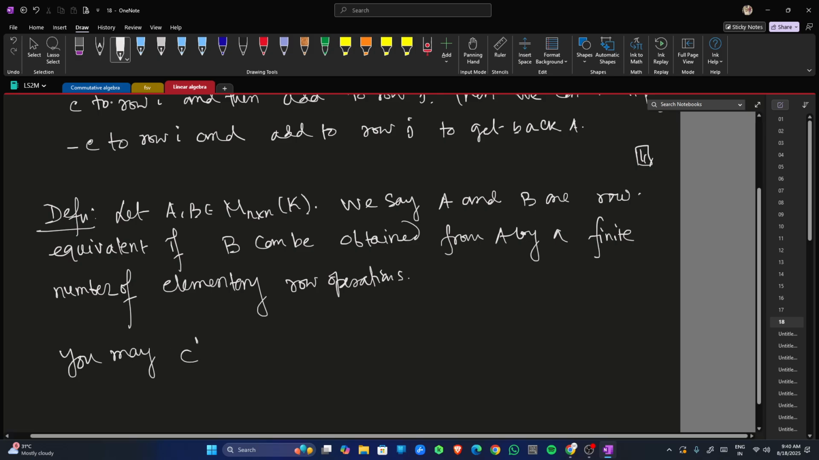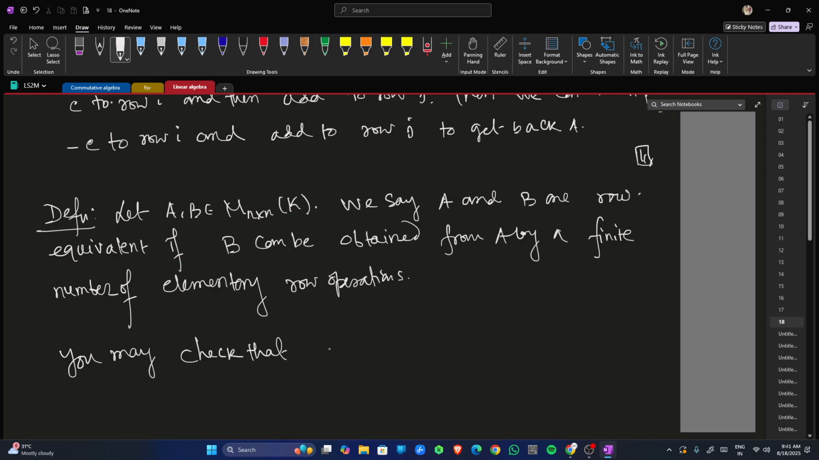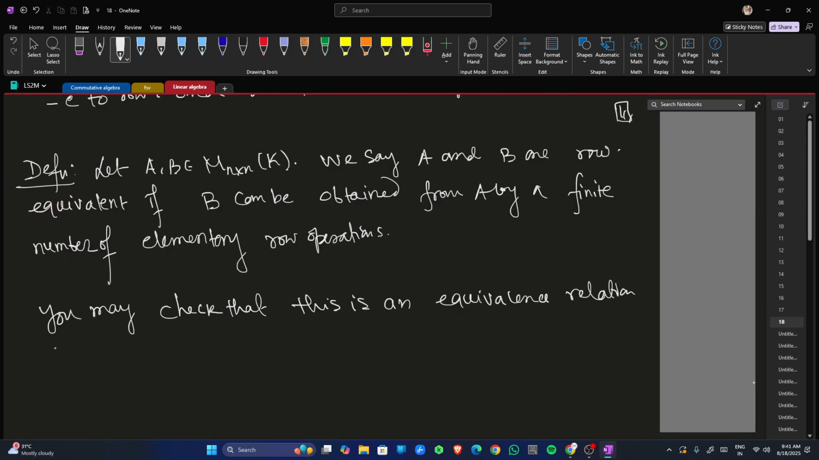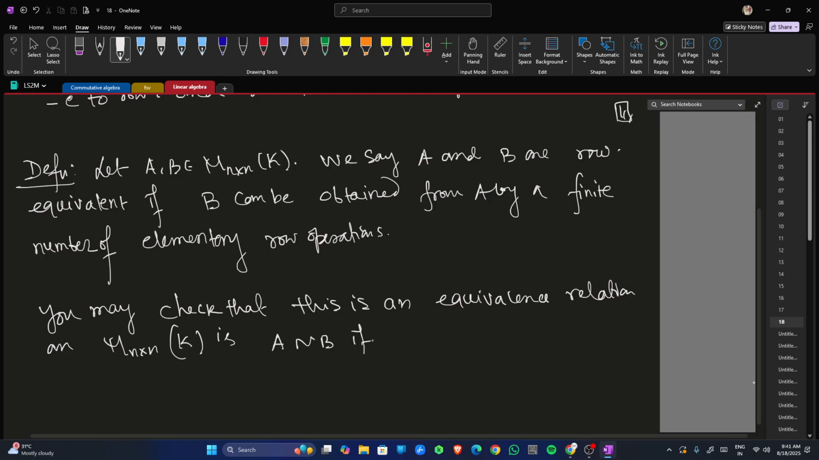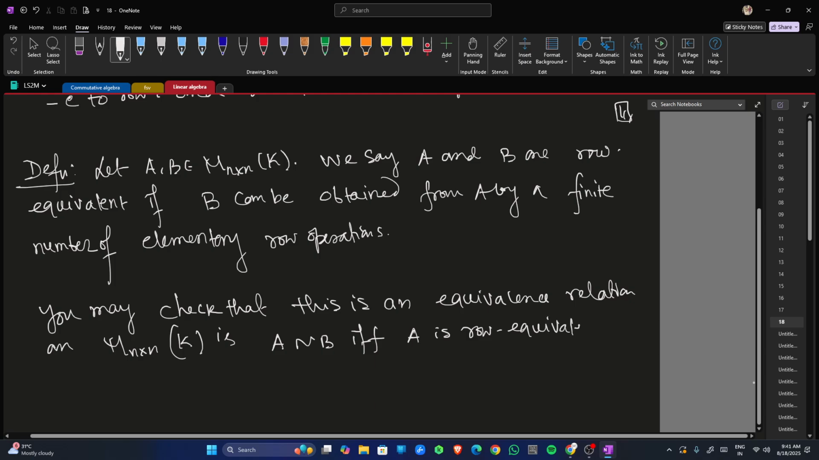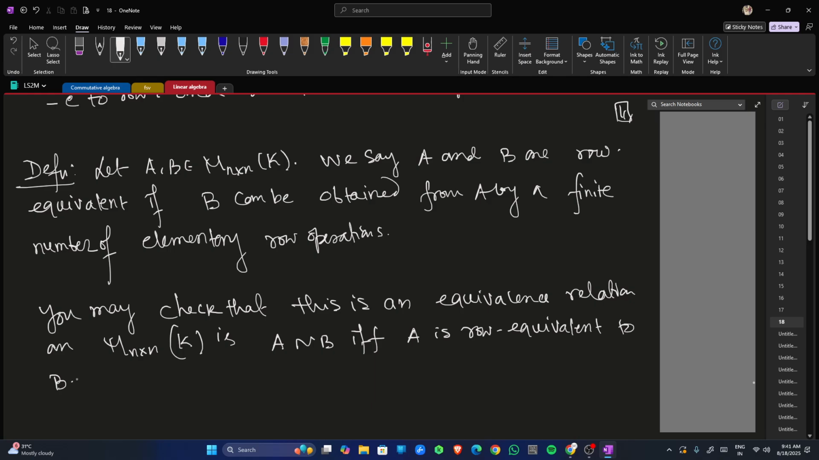You may check that this is an equivalence relation on M n cross n over K. That is, A is related to B if and only if A is row equivalent to B. Okay.